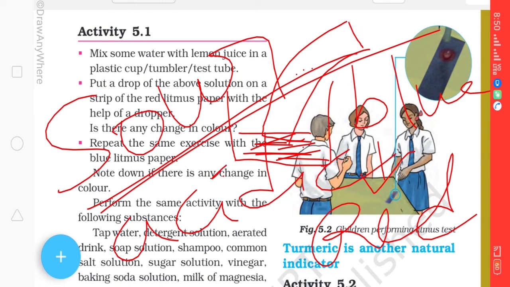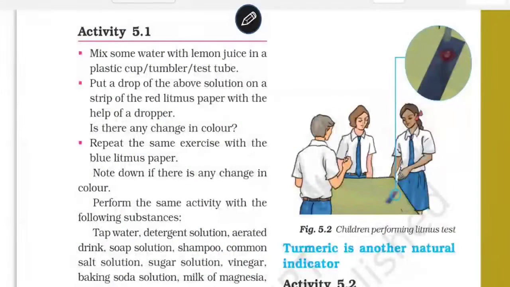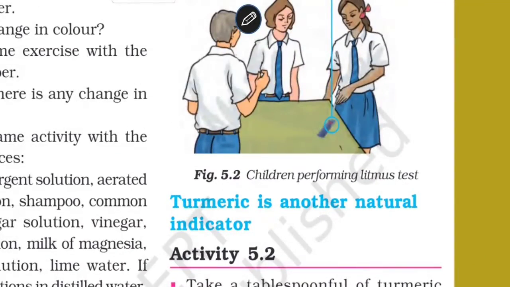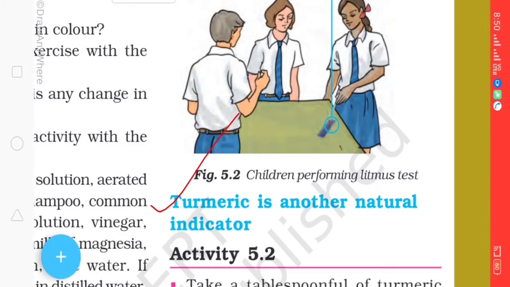Okay, that means the lemon is acidic. So that is why when we add blue litmus paper in lemon juice, it turns red in color. Okay, so by this activity we get the proof. And now let's see another type of natural indicator, that is turmeric.